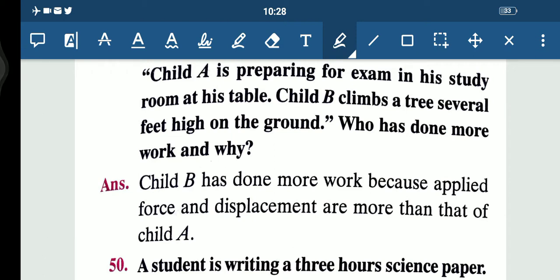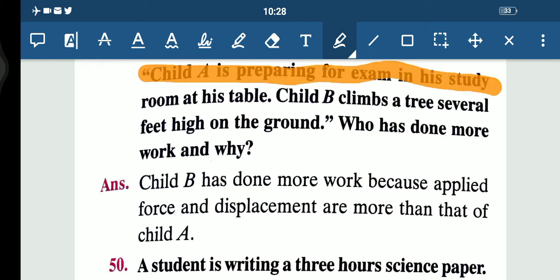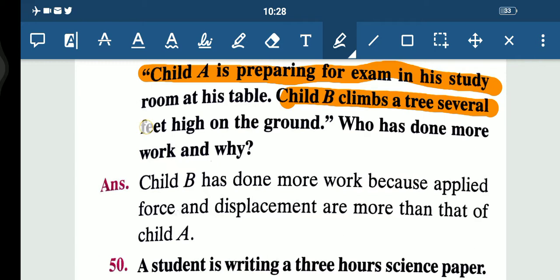So, in today's module, we'll be discussing some of the important questions. Fine. The first question you can see here is: child A is preparing for exams in his studies, and child B climbs a tree several feet high from the ground. They are asking who has done more work and why. Of course, child B has done more work, bache. Why? Because applied force and displacement are more than that of child A.